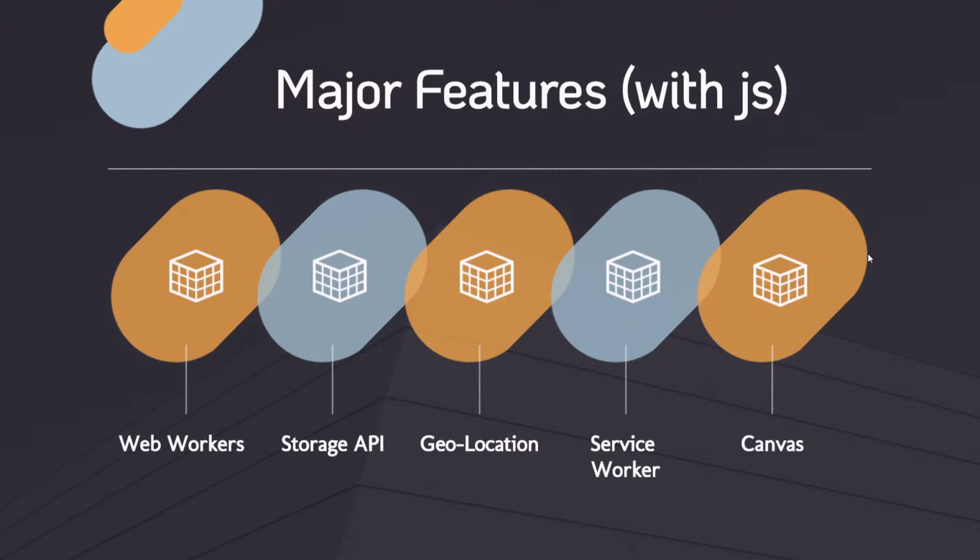Now in this course specifically, we're going to talk about new features which came without JS, because that's our aim. For learning web workers, storage APIs, geolocation, service worker, and canvas, we need to understand JavaScript. Because we are focusing more on HTML5 and HTML web programming to get started, we're going to see the features in the further sessions without JS.